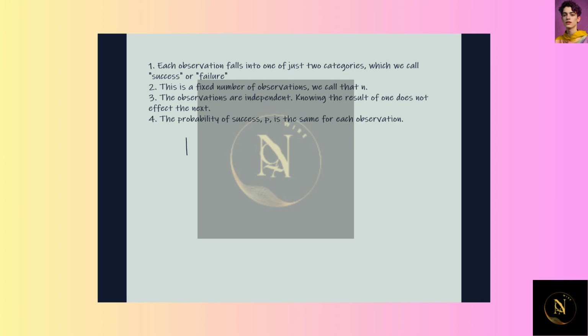Each observation falls into just two categories. You either get heads or tails. There is a fixed number of observations, tossing the coin 100 times. Each observation is independent because it doesn't matter if you get tails the first time, you can still get tails the second time. Knowing the result of one does not affect the result of the next. And the probability of success is the same each time, which is 0.50. You're either going to get heads or tails.